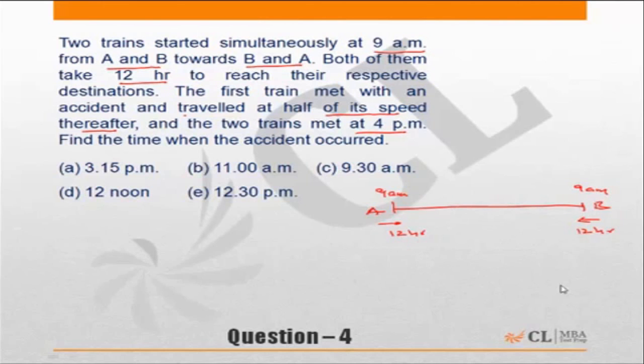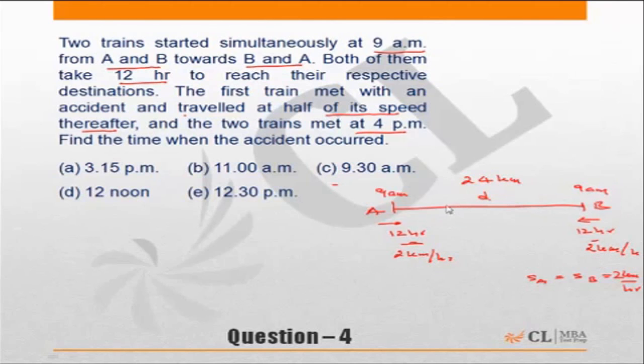Since both of them take 12 hours to reach their respective destinations and the distance for both of them is the same, we can say the speeds are the same. So the speed of the train starting from A is equal to the speed of the train starting from B, and I am assuming it to be 2 kilometers per hour. Or in other words, I have assumed the distance to be 12 hours into 2, 24 kilometers. So the distance is equal to 24 kilometers and the speeds of the trains are 2 kilometers per hour and 2 kilometers per hour.